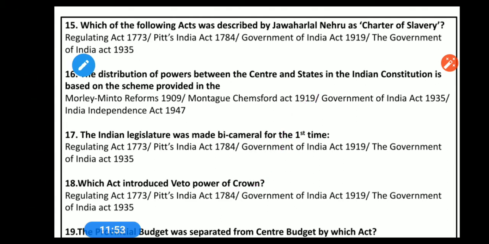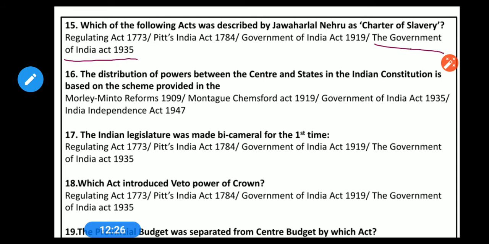Question number 15. Which of the following acts was described by Jawaharlal Nehru as a charter of slavery? Options are Regulating Act 1773, Pitt's India Act 1784, the Government of India Act 1919, the Government of India Act 1935. The correct option is the fourth option, the Government of India Act 1935. It was described by Jawaharlal Nehru as a charter of slavery.